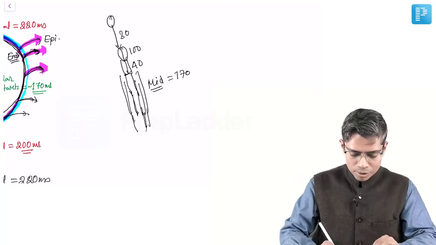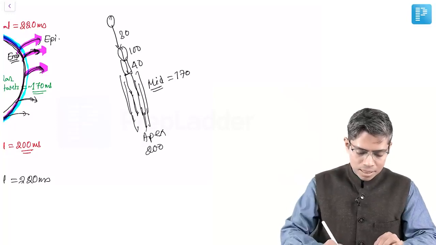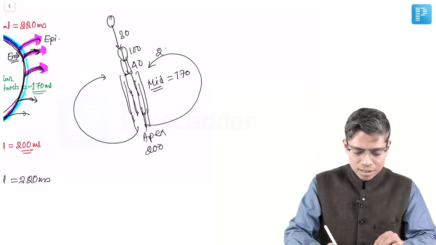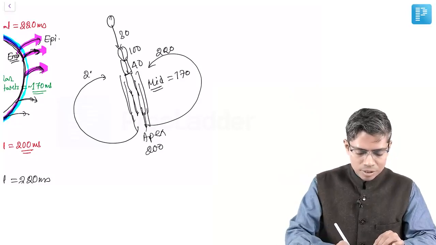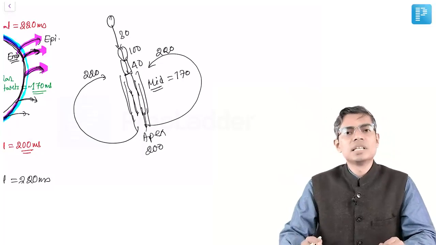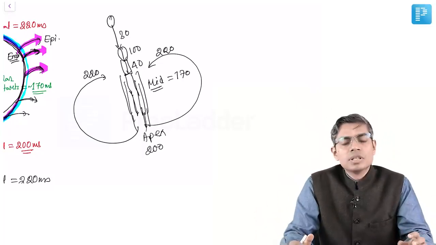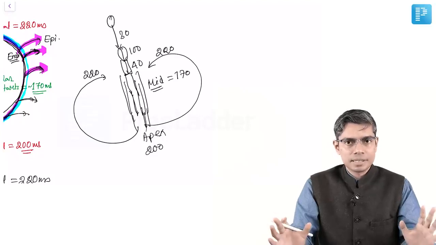Then it is reaching up to the apex of the heart, and the total time required is 200. Then from the apex, both ventricles are depolarized simultaneously. It is reaching the base of the heart. The total time required is 220 milliseconds. So complete depolarization of the heart occurs within 220 milliseconds.